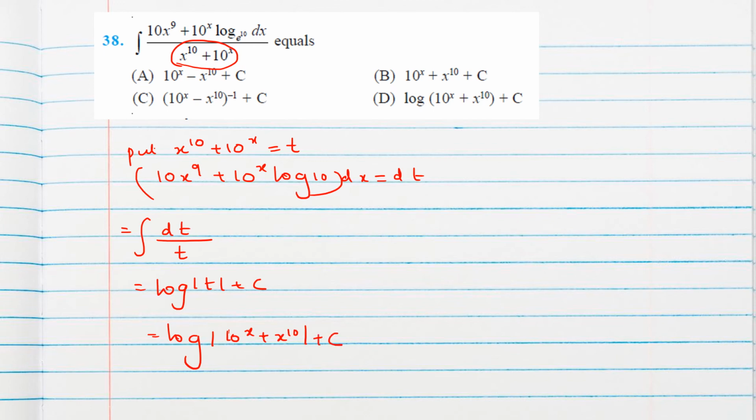Or you can solve directly by using the formula f dash of x divided by f of x. If derivative of denominator is there in numerator, directly answer will come log of the denominator. So see, log of the denominator here we can write.